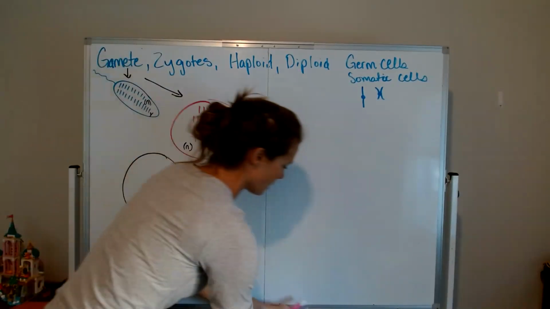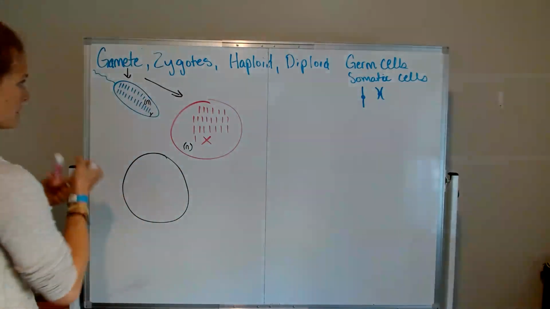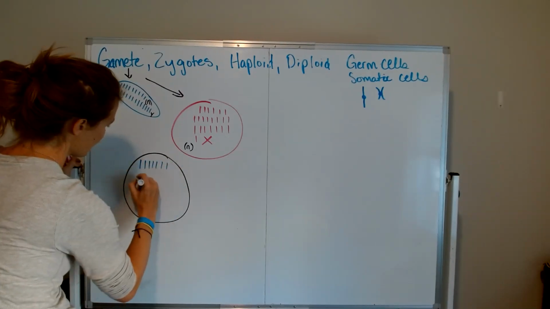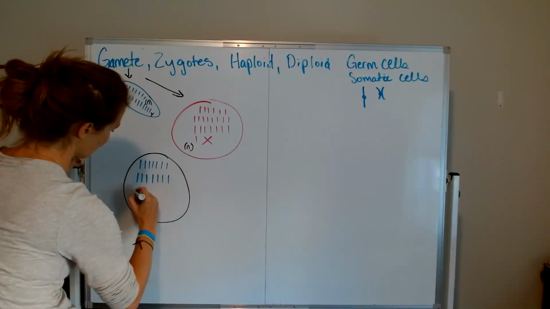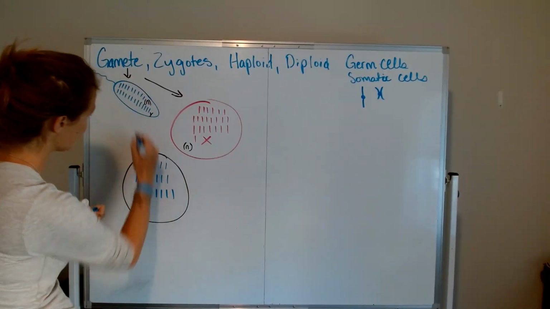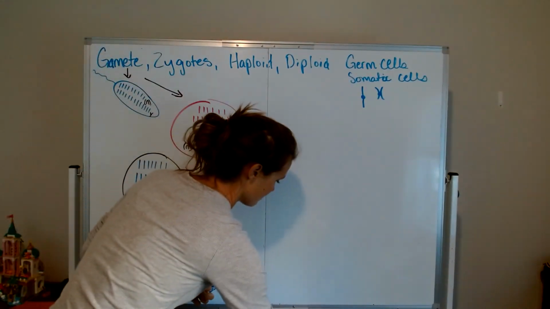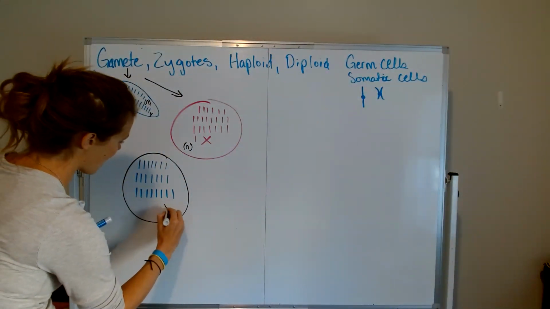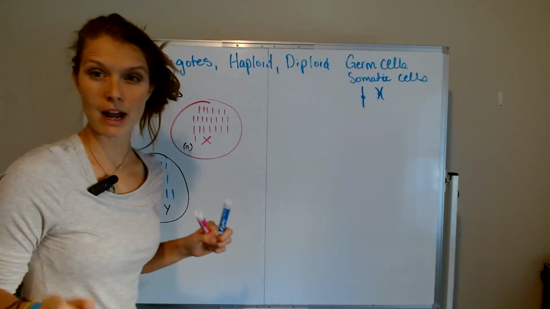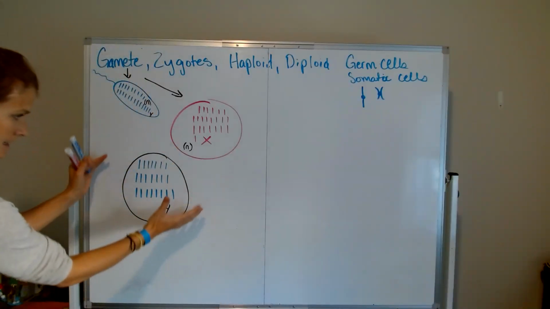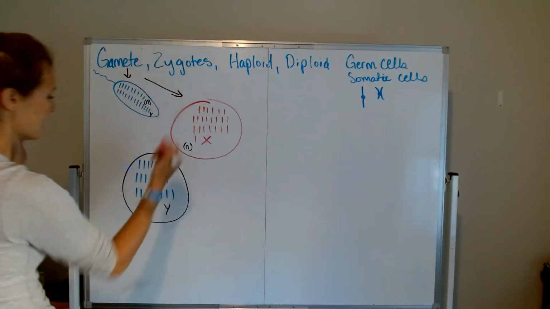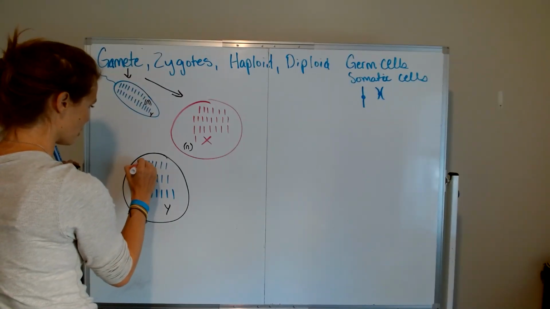And let me get my colors, because I think color coding this makes it really helpful. 1, 2, 3, up to 22. And dad came in with a Y, right? He donated that Y here. Okay, so we know that Y contains the SRY gene, which means that this cell is going to develop as a male. Okay, now mom gives her 22 chromosomes.